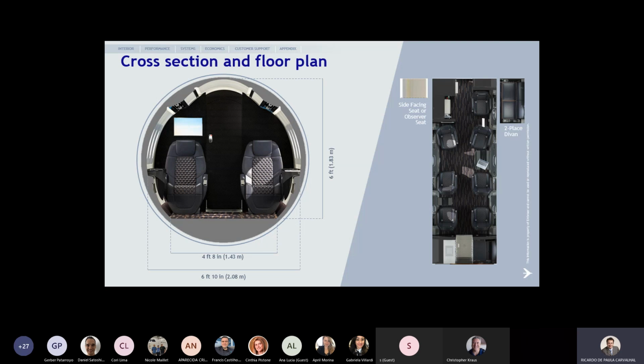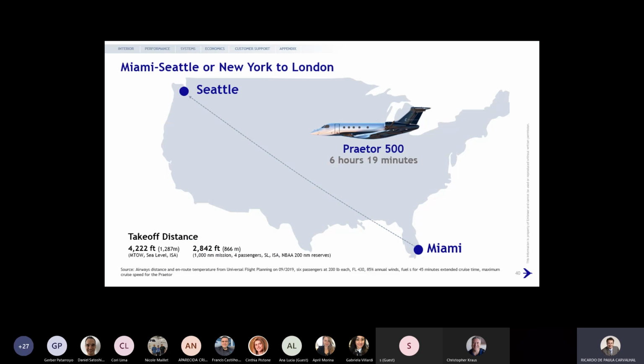Cross-section on the left is exactly the same. In terms of range, we have designed the Praetor 500 to be, there is a market jargon, coast to coast. We like to say corner to corner. It's really from Miami to Seattle or from New York or even Bangor, Maine to LA, depending on the day. And it does this mission very fast, so it's by far the fastest airplane in its segment. In terms of takeoff and landing airport performance, all the same great things we told about the Praetor 600 can be said about the 500.